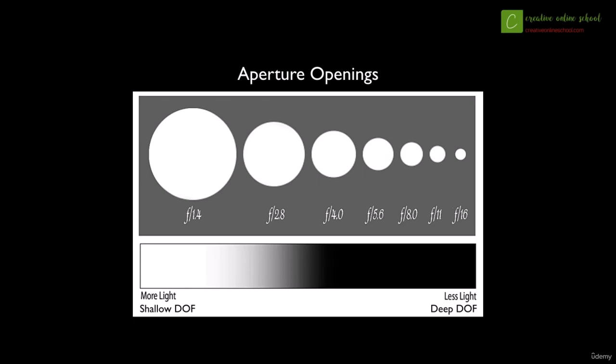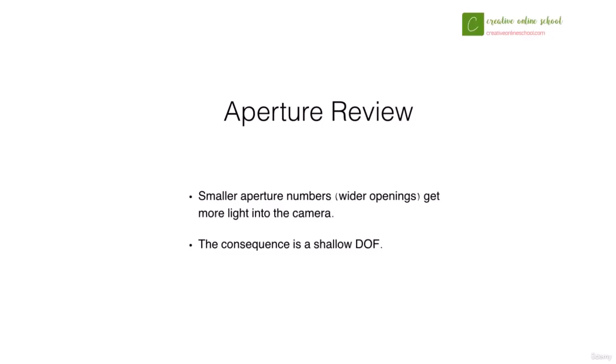The second row, however, will start to get a little blurry, and the third row would be even blurrier than that. So to review aperture, smaller aperture numbers mean wider openings, which get more light into our camera. The consequence is a shallow depth of field. But sometimes that's not a consequence. If you actually want a shallow depth of field, that isn't a consequence at all.